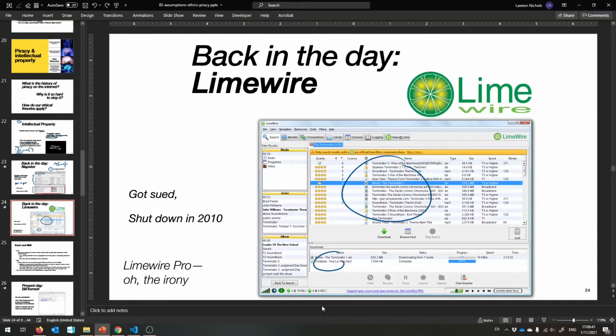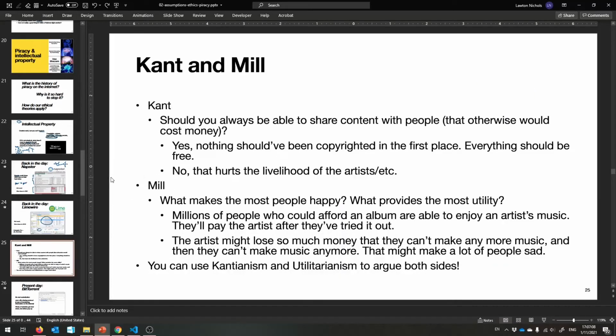So that was Limewire. They got sued again because they're not cooperating with all these people who own intellectual property that they don't want downloaded. So they got sued and they got shut down in 2010. Okay, so just 9 years after Napster got shut down. And yes, the irony with Limewire Pro. That's hilarious. All right, so let's talk about what Kant and Mill might think about this stuff.